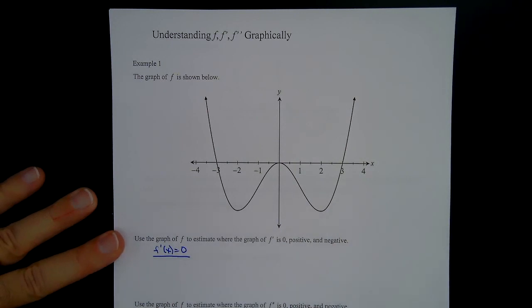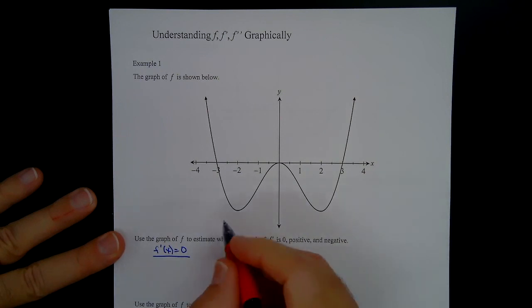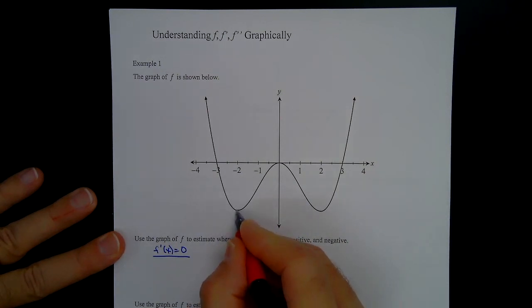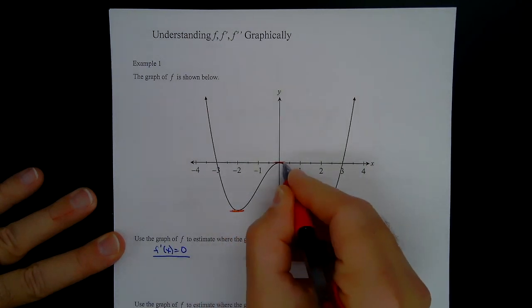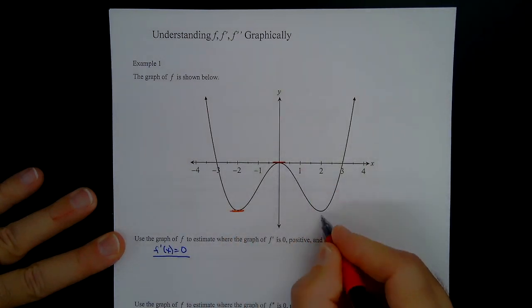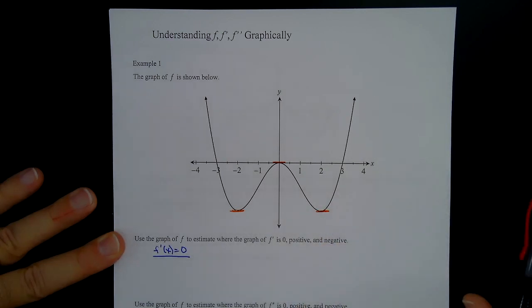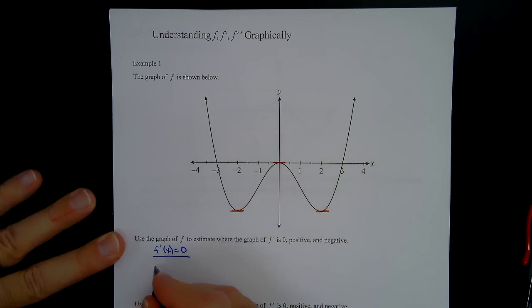Okay, so where is that going to happen? To look for this, we're looking for horizontal tangents. So it looks like there's one right here at x equals -2, right here at x equals 0, and then also over here at x equals 2. Okay, so I would say, estimating this, x equals -2, x equals 0, and then also x equals 2.